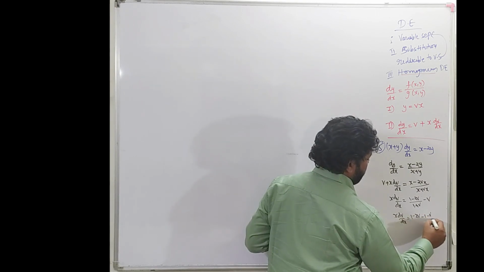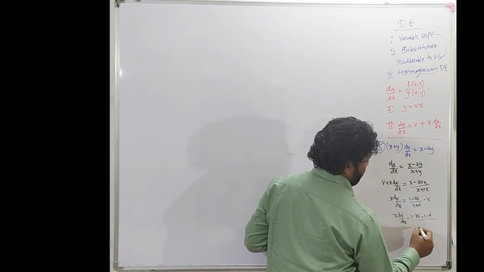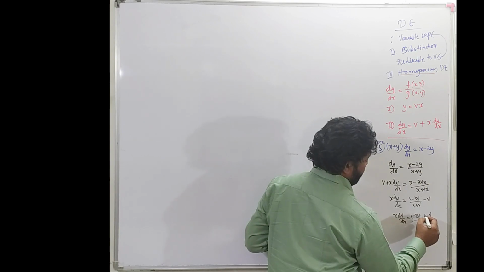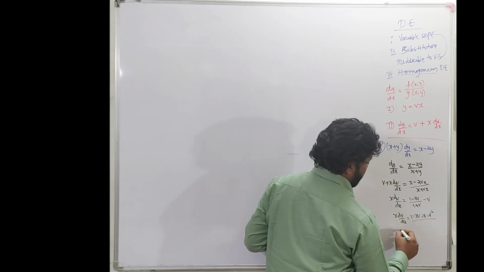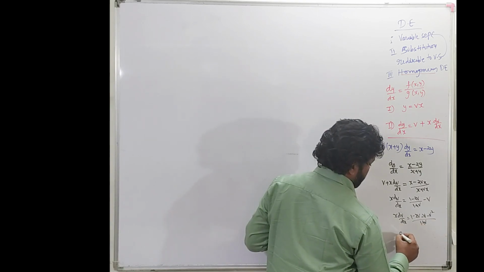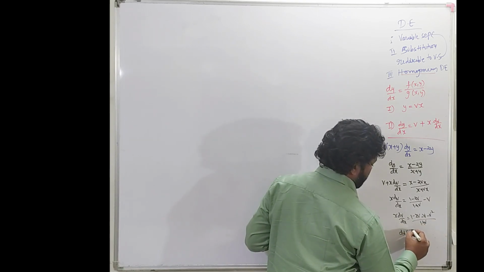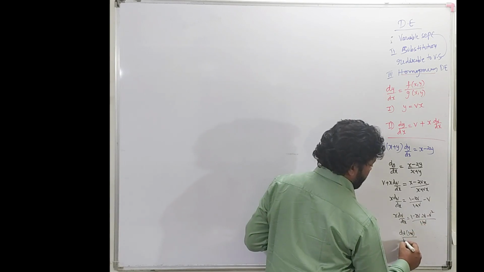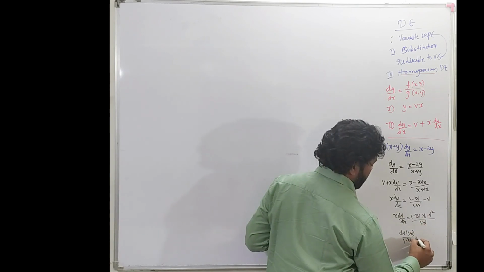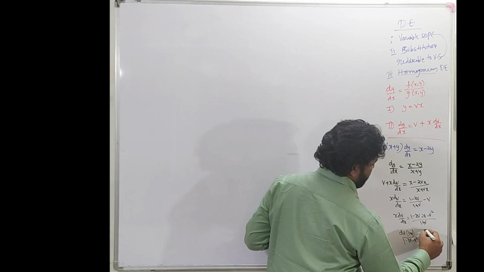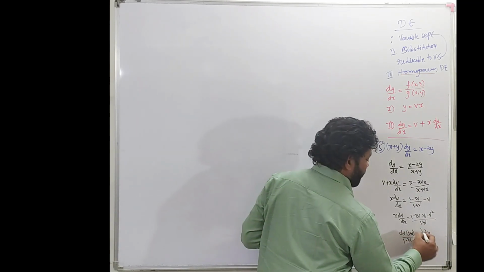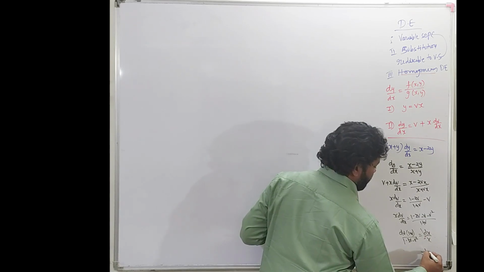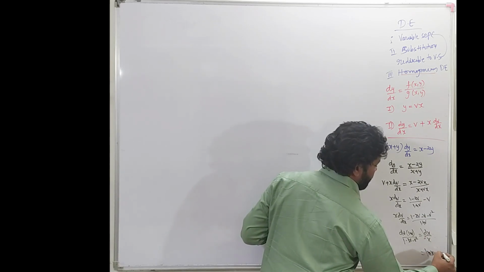taking the LCM, minus v and v square. So this becomes dv into 1 plus v upon, this thing gets simplified as 1 minus 3v minus v square, is equal to dx by x. For the right hand side, we'll integrate it, right? It will become ln x plus c.